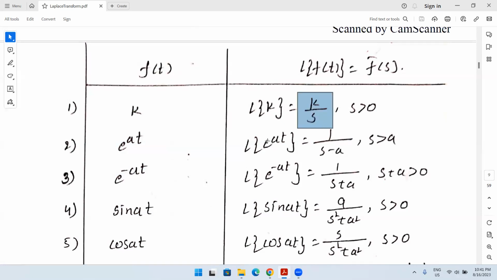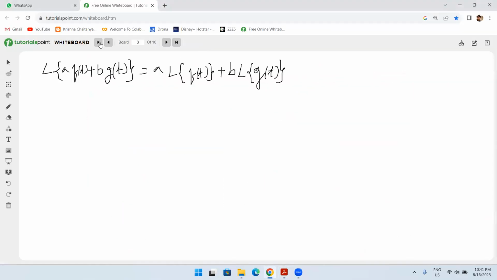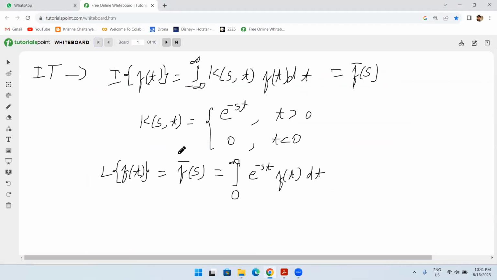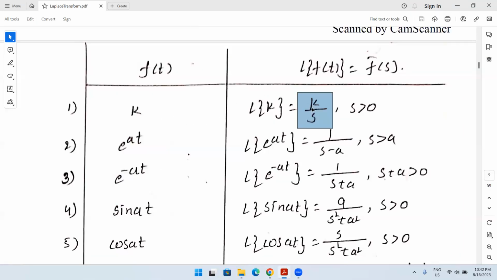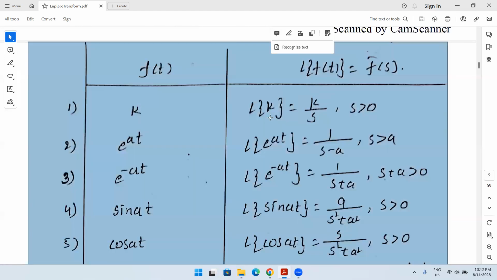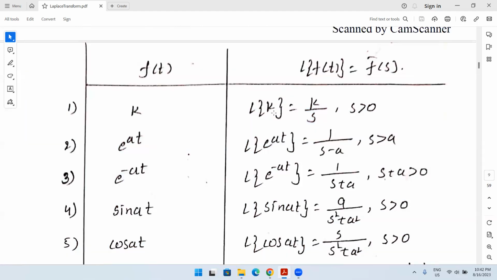The proof follows from the definition of the Laplace transform. From that, if you substitute k, the constant, in the place of f of t and integrate, we get this result. The proof is not required actually. It is a waste of time if you learn that.